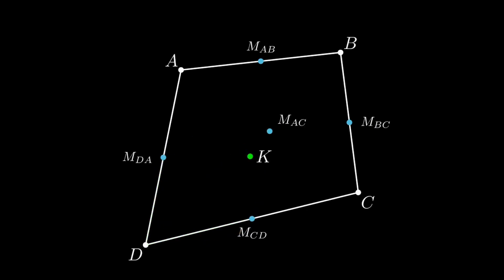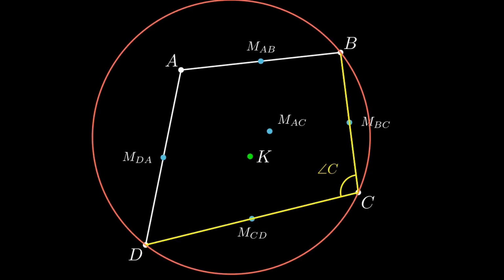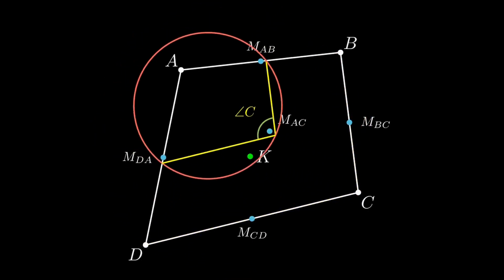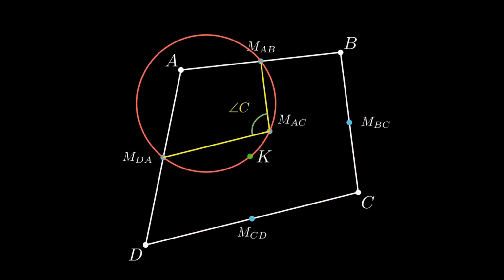Though we did not prove the concurrency of all 4 smaller circles, let us get started with that proof. Consider the angle BCD, which is angle C, along with the circle BCD, and scaling it down to the smaller circle will preserve the angle, and thus angle MAB, MAC, MDA equals angle C.